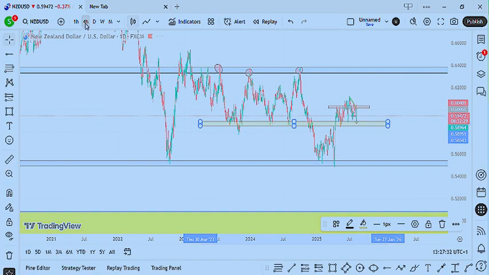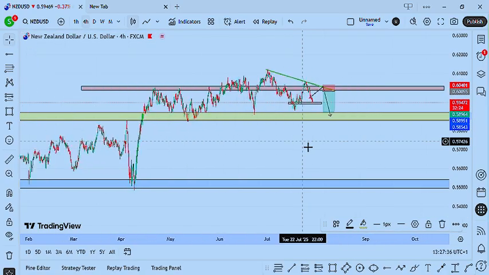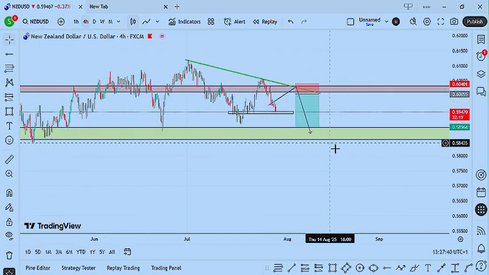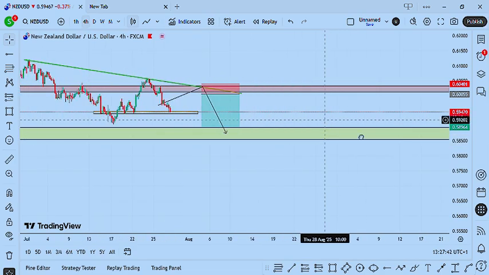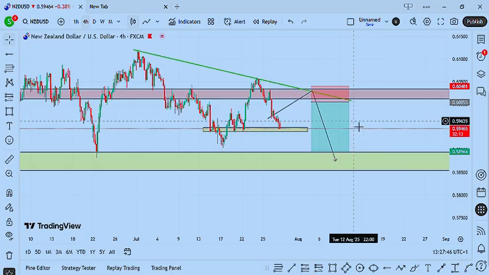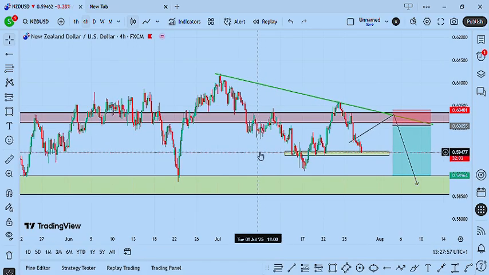Let's go on the 4 hours time frame. All right, so on the USD market, the overall direction is pointing towards the downside. USD is bearish, Euro is bearish, New Zealand dollar is bearish, British pound is bearish. Every major pair is bearish right now, so we are going to be finding selling opportunities only on this trade.